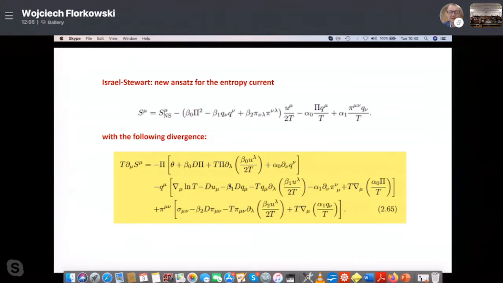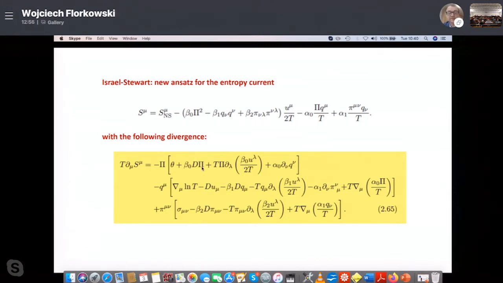But first, I would like to see what happens if we take the terms which contain the bulk pressure, pi. If we calculate the divergence of the entropy, then we will have, for instance, the term which goes like pi times the derivative of pi, pi d mu pi, and this derivative of pi is multiplied by u mu. So there is the term that gives us the convective derivative of the bulk pressure. This term appears here as d pi, in my notation u lambda d lambda pi. In the local fluid rest frame, it is the time derivative of the bulk pressure.